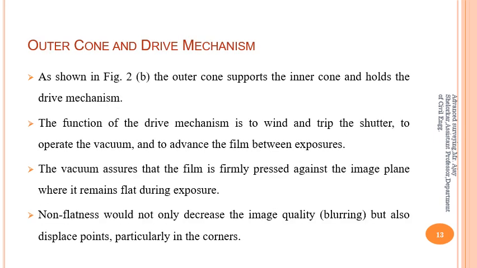As shown in figure 2b, the outer cone supports the inner cone and holds the drive mechanism. The function of the drive mechanism is to wind and trip the shutter, to operate the vacuum, and to advance the film between exposures. The vacuum assures that the film is firmly pressed against the image plane, where it remains flat during exposure. Non-flatness would not only decrease the image quality through blurring, but also displace points, particularly in the corners.